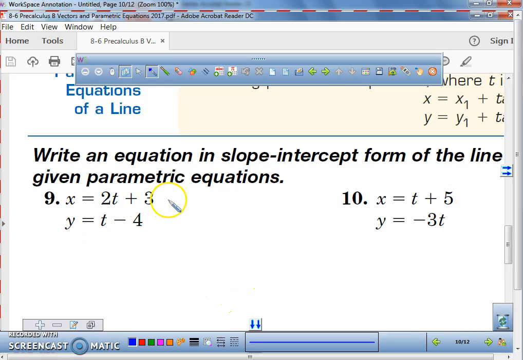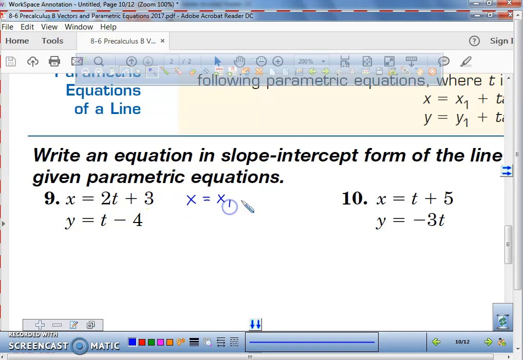This parametric equation can be rewritten as x equals x1 plus t times a1, and y equals y1 plus t times a2. So how about this? Do we know our x1, y1? Looking at this, what do you think our x1 is going to be? A number that's not attached to a t. What is that? 3. So x1 is 3.